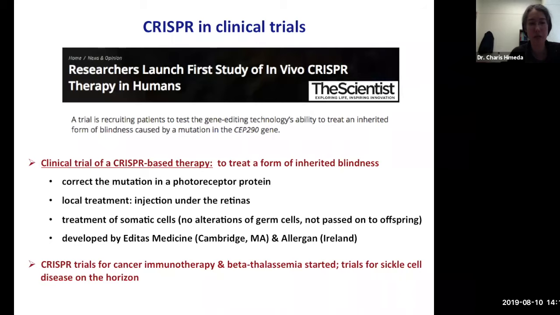And this treatment was developed by Editas Medicine in Cambridge in partnership with a pharma company in Ireland. And CRISPR trials for cancer immunotherapy and beta thalassemia are already in the works. Trials for sickle cell disease and others are coming. So as a therapeutic approach, CRISPR is still in the early stages, but it's potentially very powerful and very exciting. And it's important to remember that the platform is constantly evolving and being improved on because there are a lot of people working very hard on it.